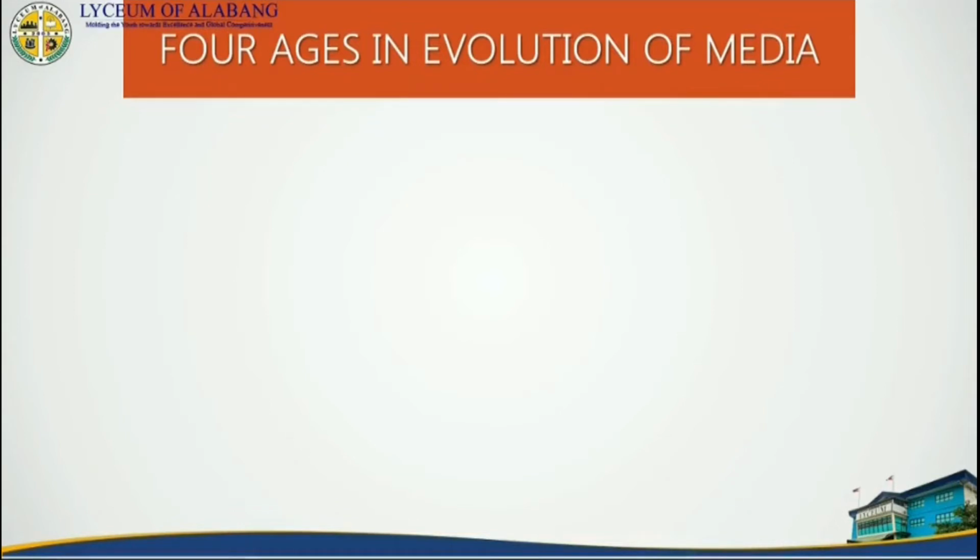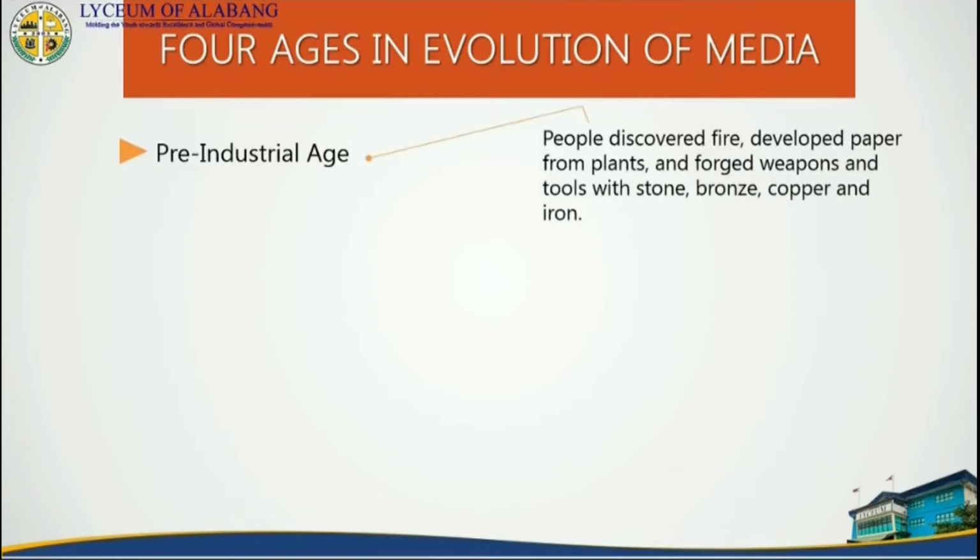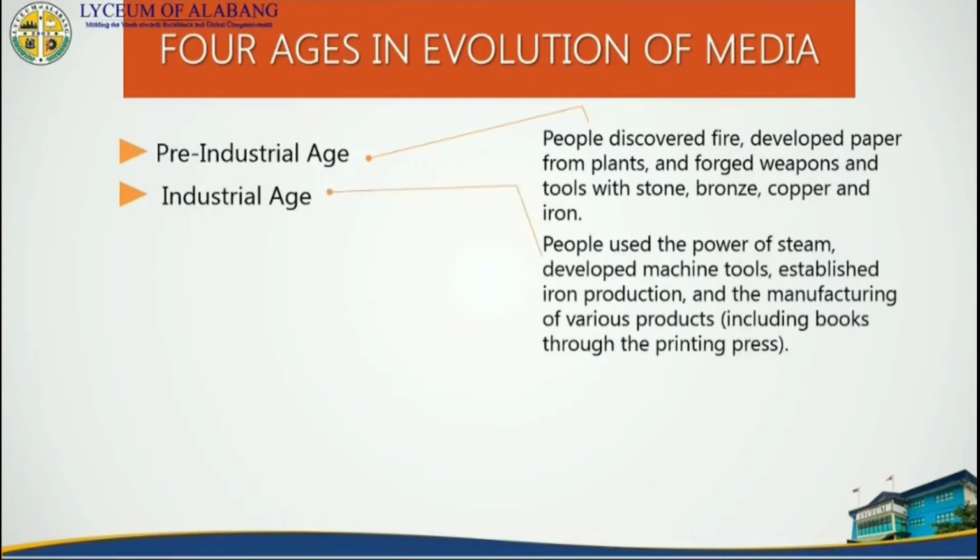Basically, there are four ages considered in the evolution of media. First, the pre-industrial age. In this age, people discovered fire, developed paper from plants, and forged weapons and tools with stone, bronze, copper, and iron. Industrial age. In this age, people used the power of steam, developed machine tools, established iron production, and the manufacturing of various products, which includes the books through the printing press.